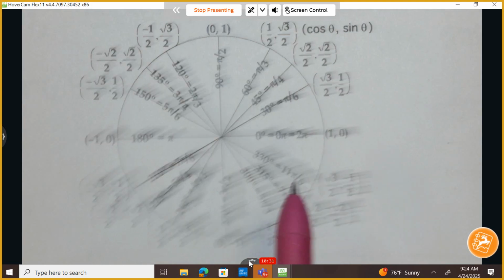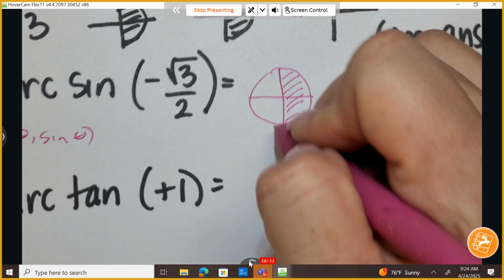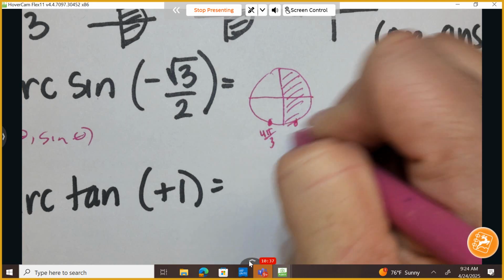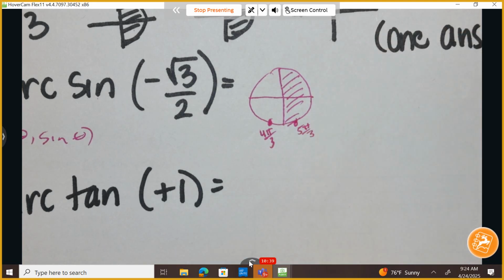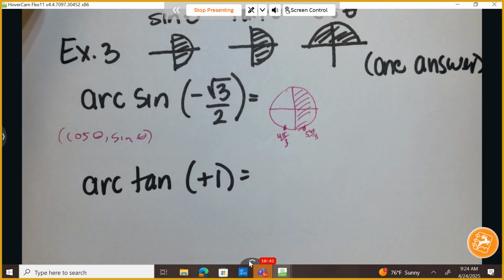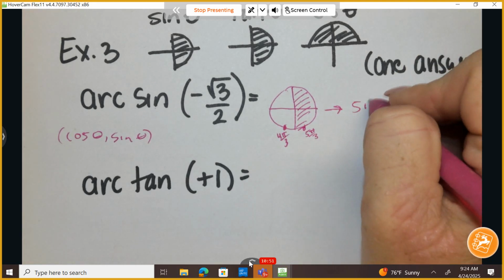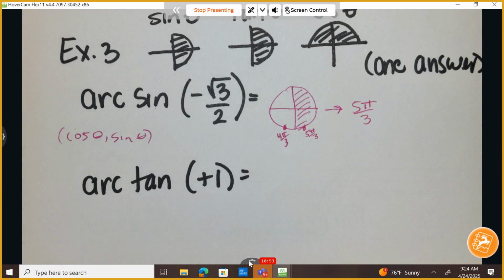So these two options, I'm going to come back to my unit circle, and I'm just going to dot those in. This was 4 pi over 3, and this is 5 pi over 3. In order to correctly answer this, the point we choose must be in the shaded region, which means my only answer is 5 pi over 3. Okay.